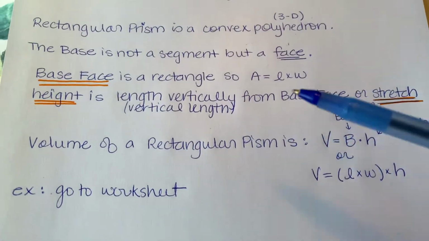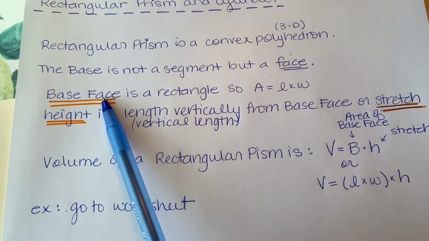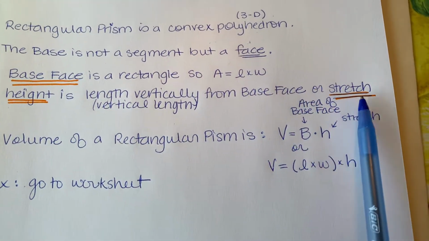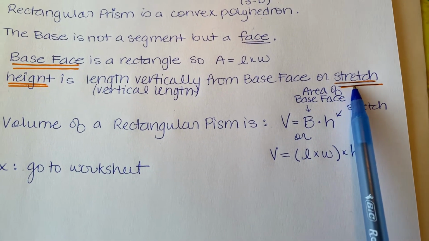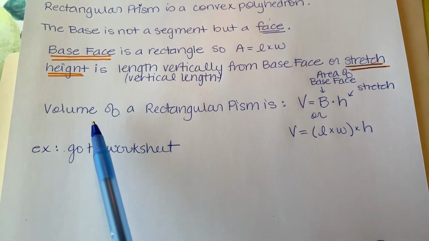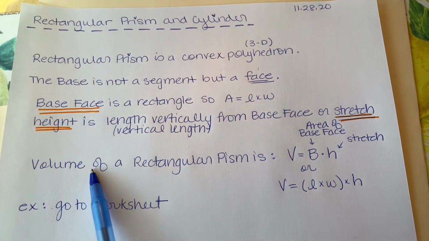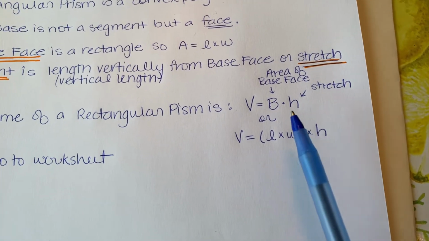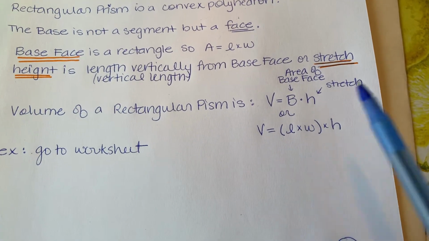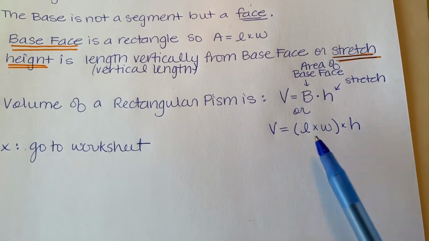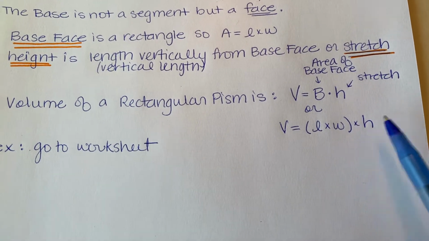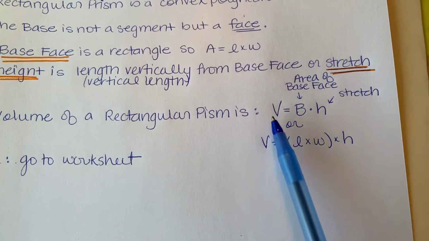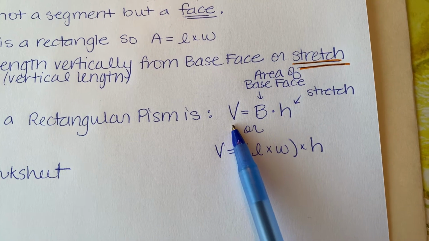Okay, so your base face is the shape of the base. It's the shape of the bottom. The height is going to be your vertical stretch or your vertical length upward. So what is the volume formula for a rectangular prism? If you're kind of confused by this, well, I'm playing it with you guys, and then we're going to do some in class. And then eventually you realize, oh, wait, I just multiplied 3 numbers.